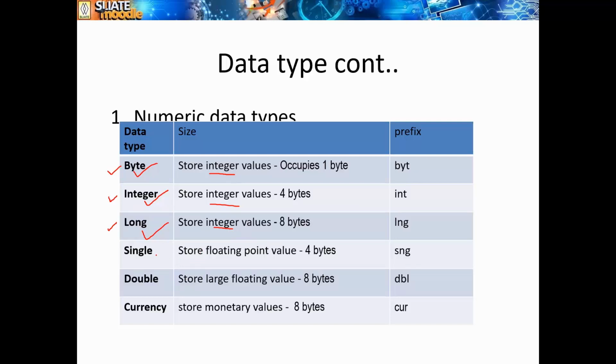And single and double, right? Both of these are to store floating point values, right? Double is for large floating point values. Single is for small floating point values, right? Because here you see 4 bytes and 8 bytes. If you are not familiar with bytes, how many bits can we store?